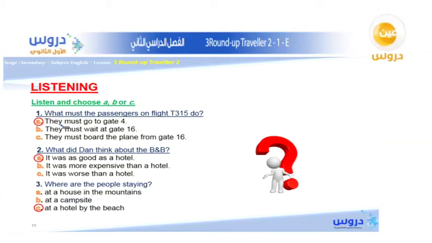The first one is they must go to gate number 4. Excellent, wonderful. Number 2, it was as good as a hotel, the same. And the last one is where are people staying? At a hotel by the beach. Very nice.